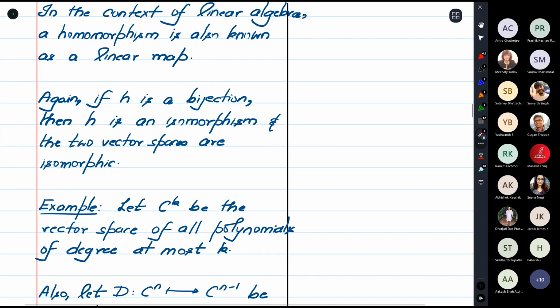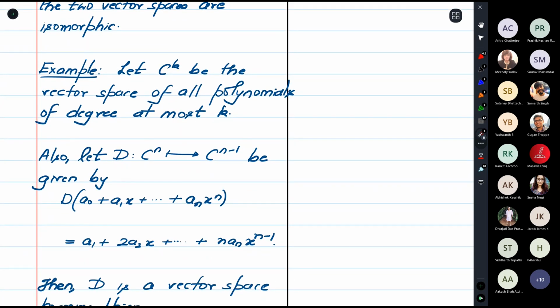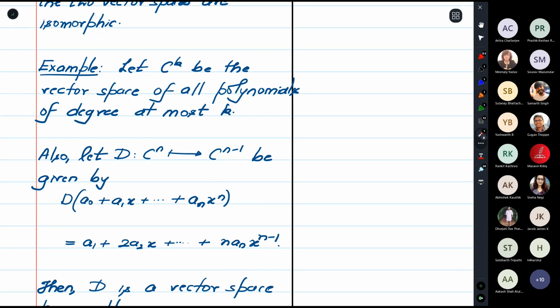Is this okay? So here is a quick example of a vector space homomorphism. Let Ck be the vector space of all polynomials of degree at most k. These are examples that you must have studied in your linear algebra class. I definitely covered this in the linear algebra class that I taught last semester. You can define an addition operation, you can define a scalar multiplication operation, and you can verify that this is actually a vector space over the set of real numbers.